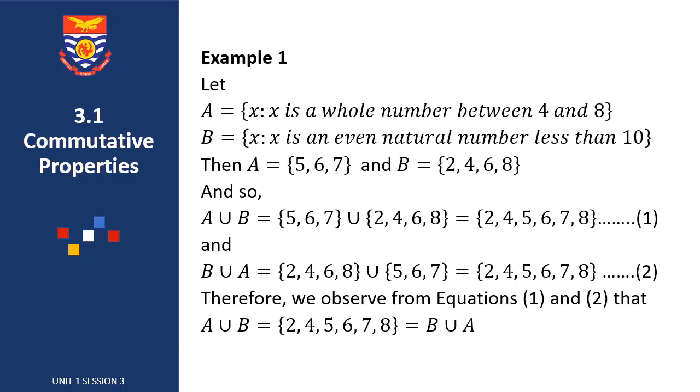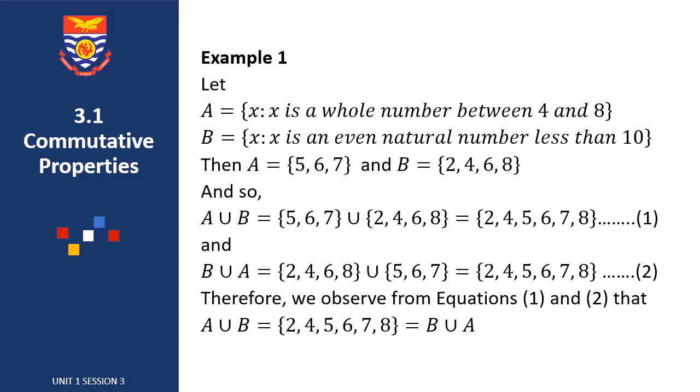Let's find A union B. To find A union B, we bring the members of set A, and we bring the union symbol, and we bring the members of set B. Then we put these two together into a new set, and then we will have 2, 4, 5, 6, 7, and 8. And so we'll call this one equation 1.